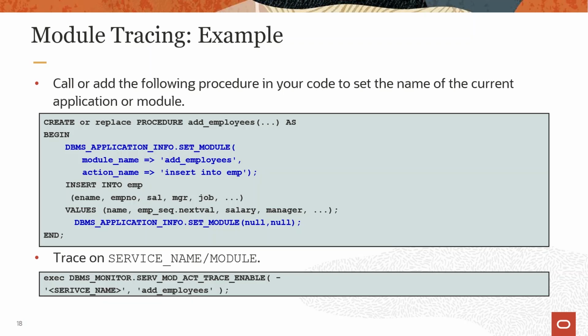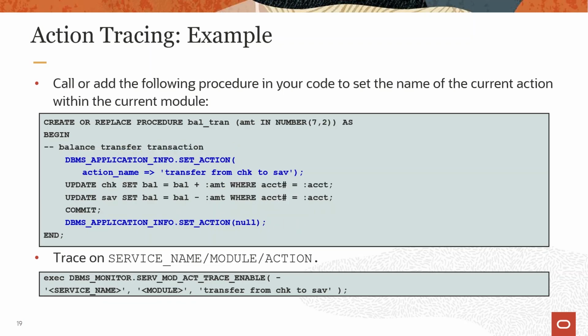It enables you to focus your tuning efforts on specific SQL rather than sifting through a trace file with SQLs from different programs. Only the SQL statements, in this case the insert statement, that are identified within this module and action are recorded in the trace file. Now, this is another example where you can perform action tracing. So you can call or add the following procedure in your code to set the name of the current action.